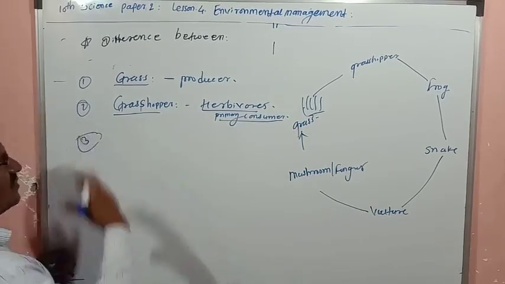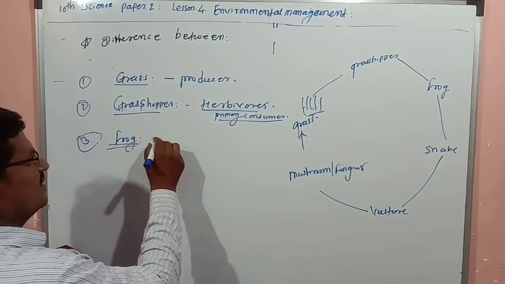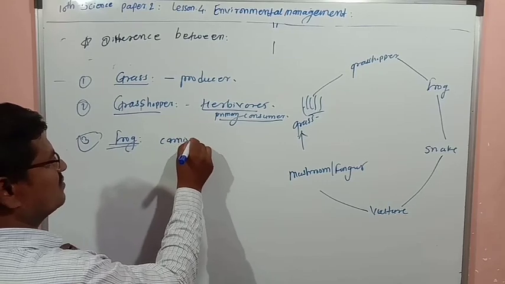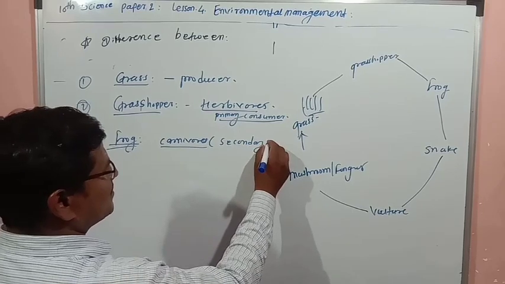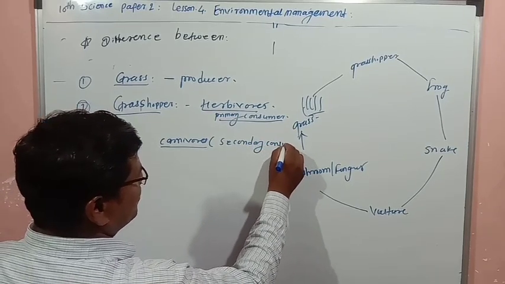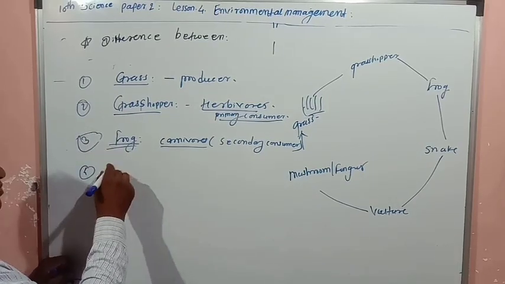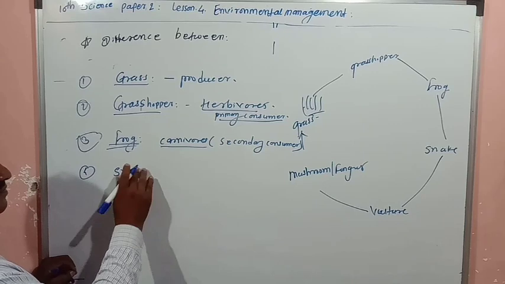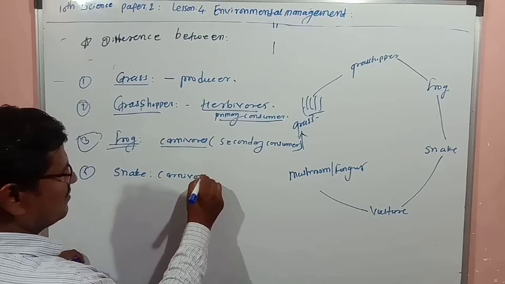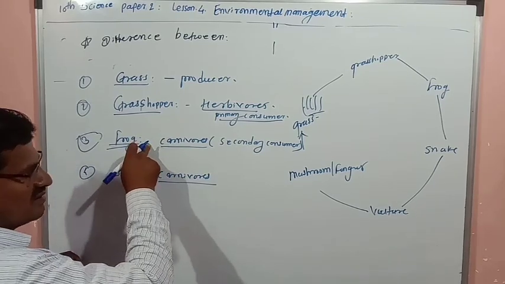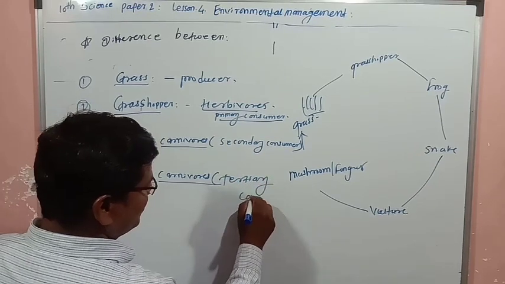Then here frog is there. What you can say? It is carnivore or secondary consumer. Then next one is there, snake. It is also carnivore, which feeds on secondary consumer. This one is the tertiary consumer.